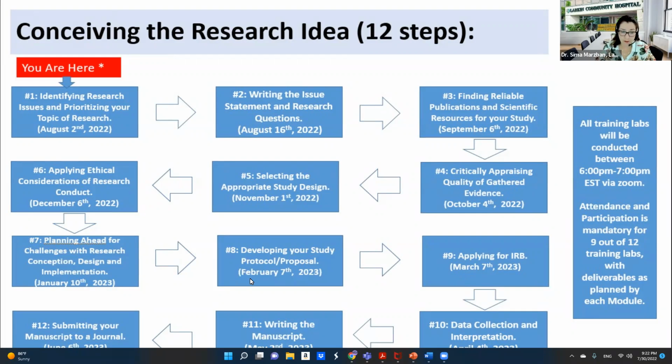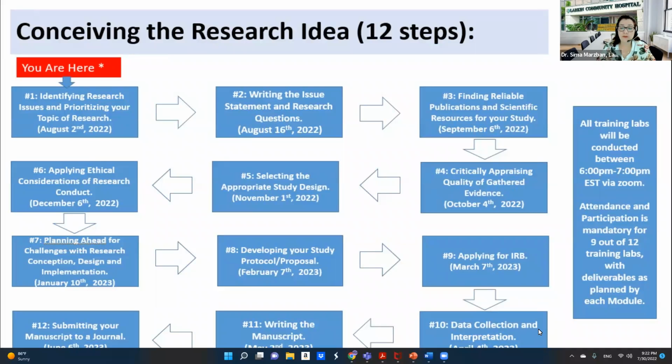with those areas. In another module, we will discuss developing your study protocol. Sometimes instead of a study protocol, you want to develop a study proposal, a grant proposal, for example. In this module, we will discuss what the sections of a protocol and the sections of a proposal are. The other module would be about applying for IRB. Clinical trials need IRB applications, so we need to inform and train you about the IRB application.